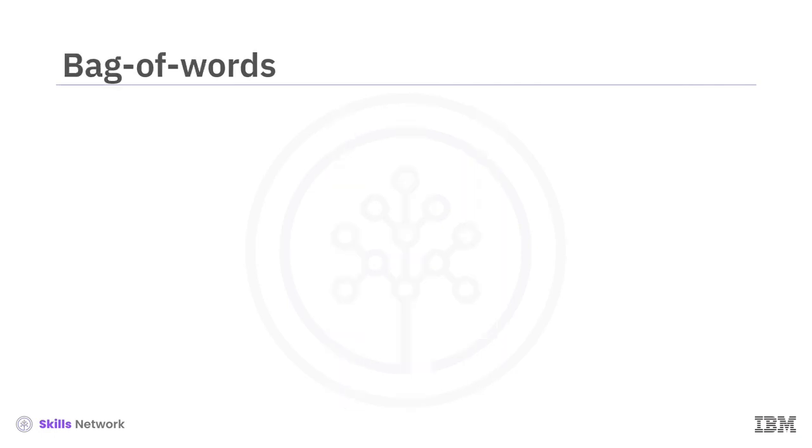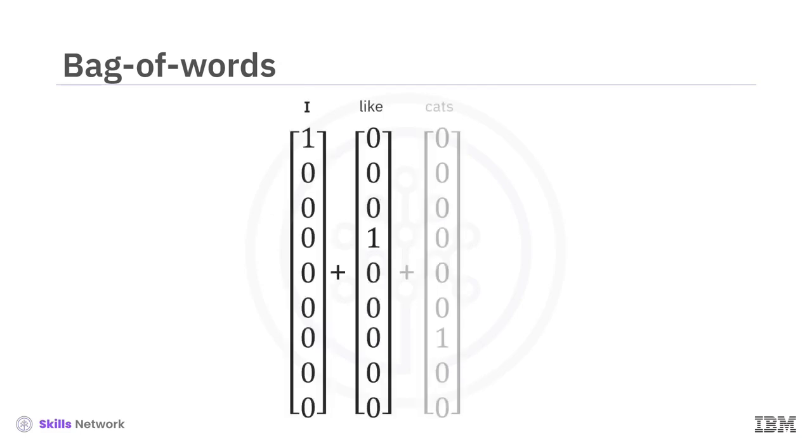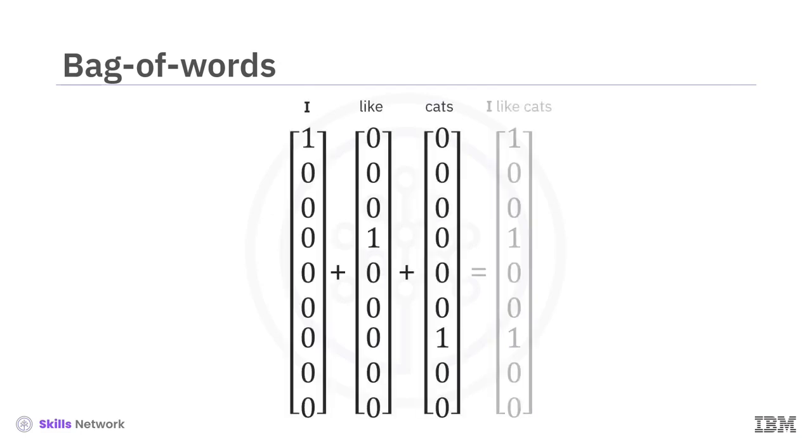The bag of words representation portrays a document as the aggregate or average of one-hot encoded vectors. For I like cats, you combine the one-hot vectors. You add the one-hot vectors for I, like, and cats. The X vector is the bag of words vector for I like cats.